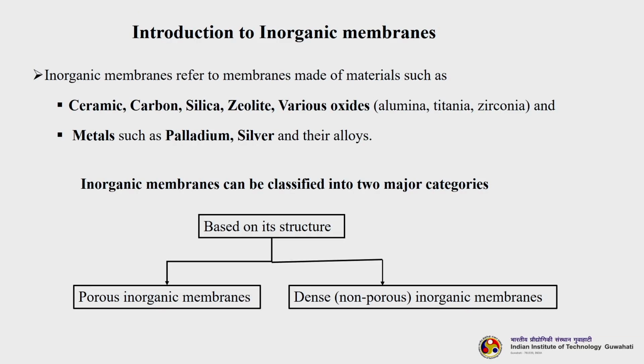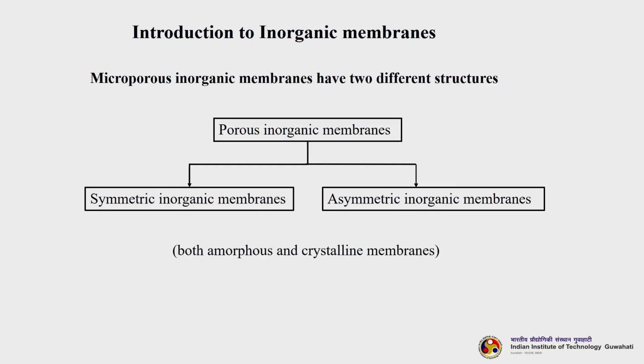So, inorganic membranes refer to membranes made up of materials such as ceramic, carbon, silica, zeolite and various oxides like alumina, titania, zirconia, and also metals such as palladium, silver and their alloys. Inorganic membranes can be classified into two major categories based on structure. We can classify according to other things we have seen in earlier classes, but based on structure it can be either porous inorganic membranes or dense, that is non-porous, inorganic membranes.